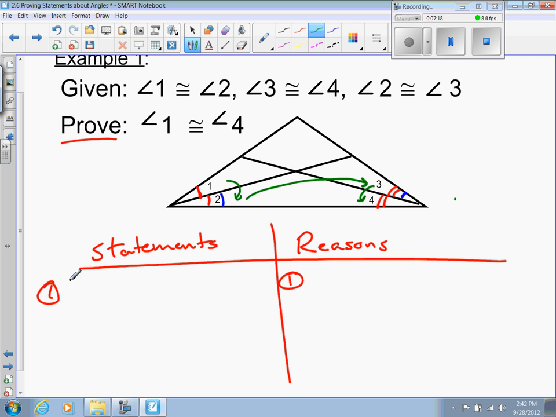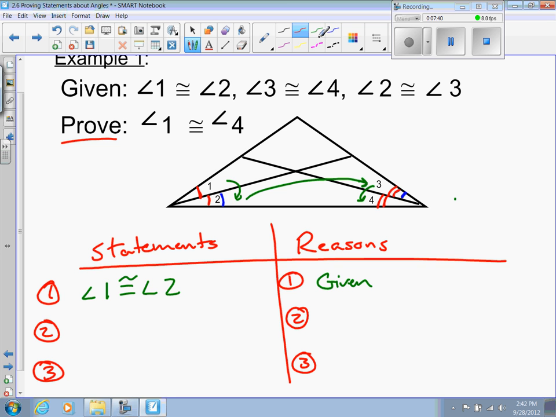Okay, so I might start with, and you could list all your givens at once, but I'm going to do it separately. I'm going to say angle 1 is congruent to angle 2. Why is that? Given. Okay, number 2. I'm going to say angle 1 was congruent to 2.